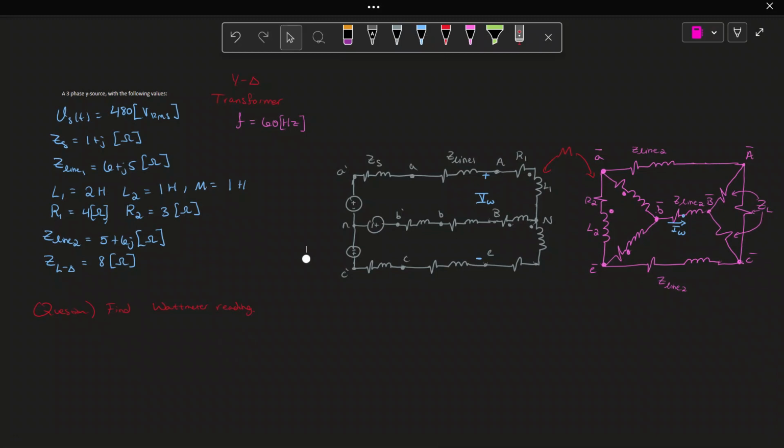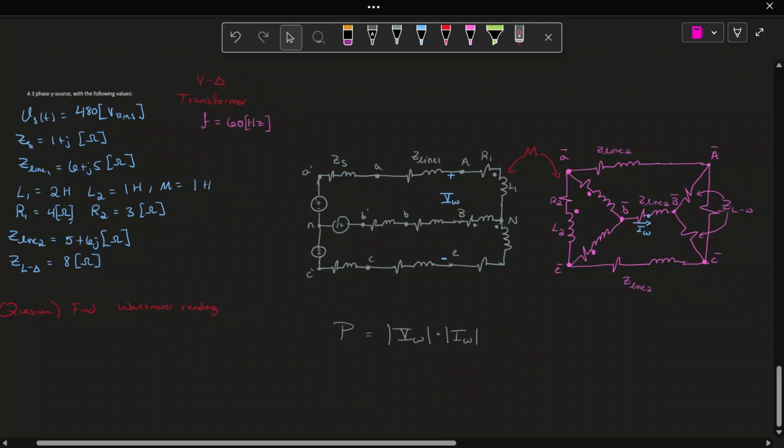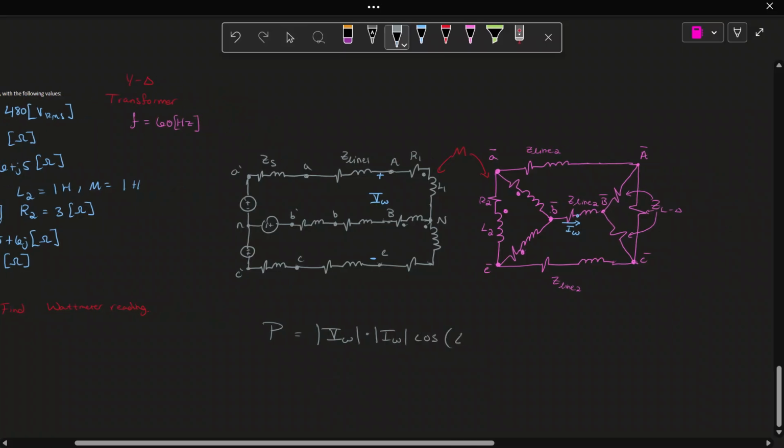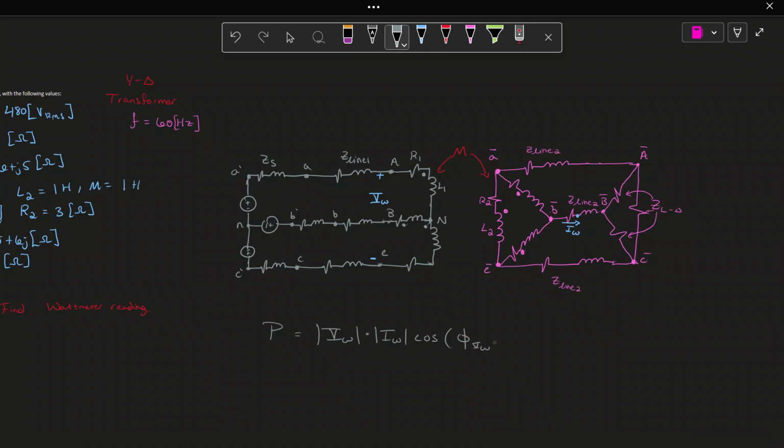The first thing that we should really do is understand what we're trying to get. We're trying to get the wattmeter reading. Well, what is the wattmeter reading? The wattmeter reads power, and this is going to be equal to the magnitude of whatever that VW is times the magnitude of whatever that I is times the cosine of our power factor angle, or the phase of our voltage reading minus the phase of our current reading. So this is what we need to get.